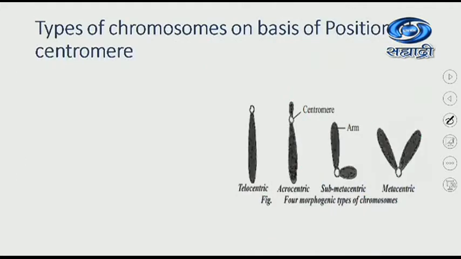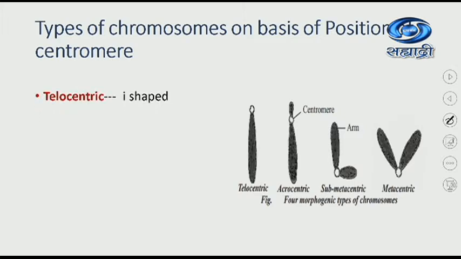Now let us see the types of chromosomes on the basis of position of centromere. Very important, can be asked for MCQ, one-line question, diagram for 2 marks, match the pair. So listen carefully, and it is very simple. You know now what is centromere. Centromere is that primary constriction where the chromatids are attached. Now the position of this centromere varies. So there are 4 types of chromosomes.